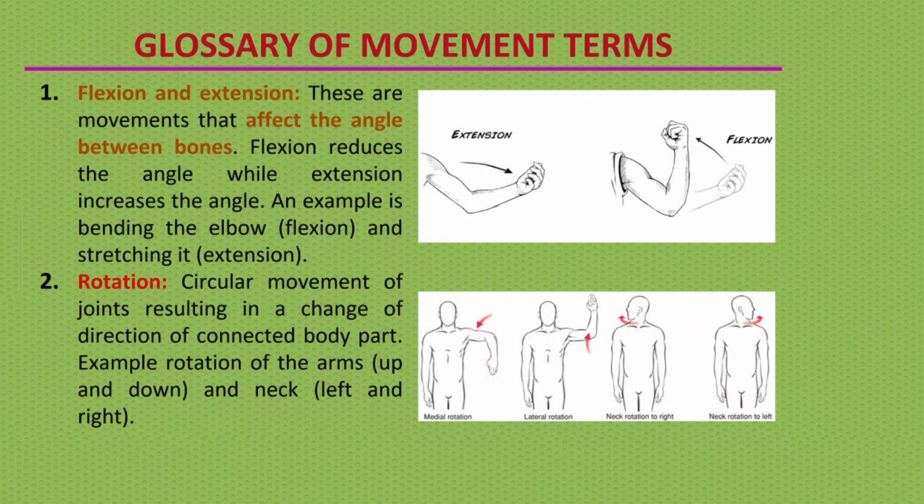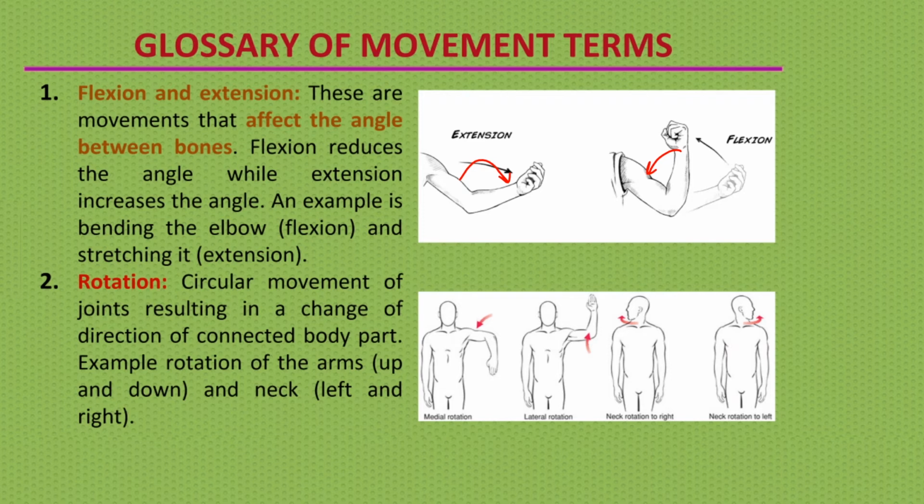First, flexion and extension. The first movement term we'll be talking about is flexion and extension. Flexion and extension are movements of the body which reduce or increase the angle of a body part. Generally, flexion and extension will affect the angle of one or more body parts. For example, in flexing the elbow, you reduce the angle between the bones of the lower arm and the upper arm, while in extending the elbow, we increase the angle between both bones.